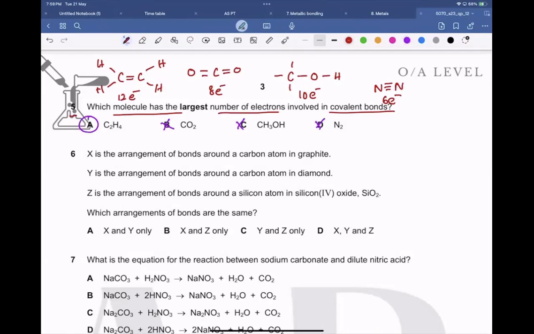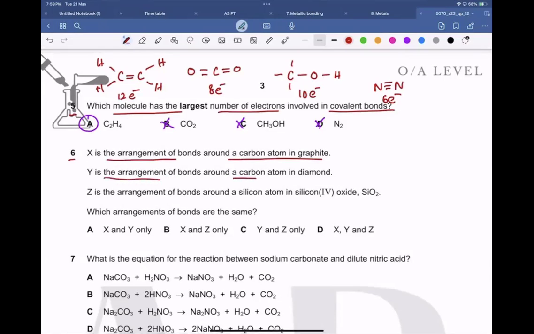Now question number 6. X is the arrangement of bonds around a carbon atom in graphite. Y is the arrangement of bonds around a carbon atom in diamond. Okay. Z is the arrangement of bonds around the silicon atom. Which arrangements of bonds are the same?